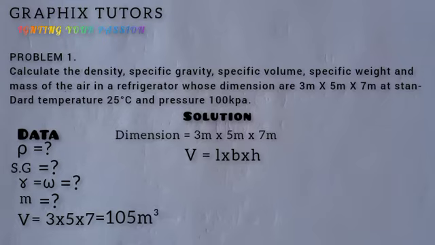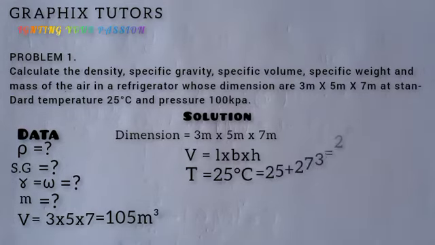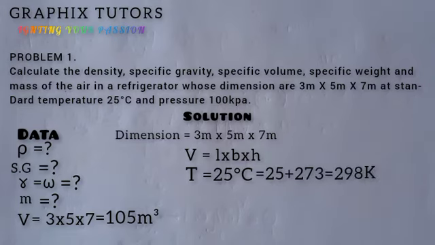Now the next thing given here is the temperature. The temperature is given as 25 degrees Celsius. Now you have to convert it to Kelvin. How can you convert to Kelvin? It is by adding 273 to the figure in degrees Celsius. So if I add 25 plus 273, it gives me my value in Kelvin, which is 298 Kelvin.